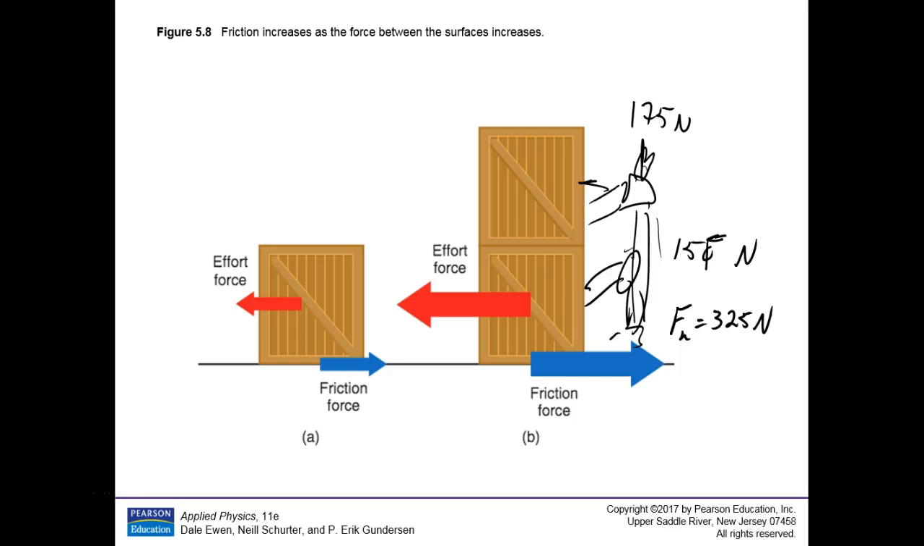Oh, wait, I'm sorry. Example two. Sorry about that. Example two. The same two workers push the crate to the right, and the motion is opposed by a static frictional force of 300 pounds.